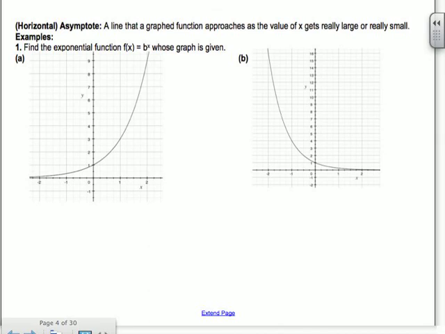All right, horizontal asymptote. It's a line that a graph function approaches as the value of x gets really large or really small. We've talked about that before. We had horizontal asymptotes at y equals 0 for both of those. Okay, example 1. Find the exponential function f of x equals b to the x, whose graph is given.